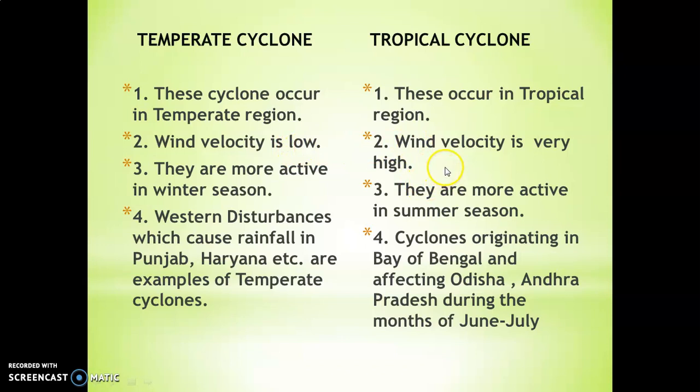Next, during tropical cyclone, the speed of wind is very high because tropical cyclones occur in water bodies, and we know there are no irregularities or unevenness in water bodies. So friction will be less in water bodies, so the velocity of wind will be high.